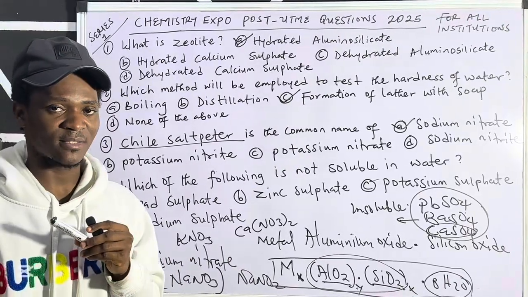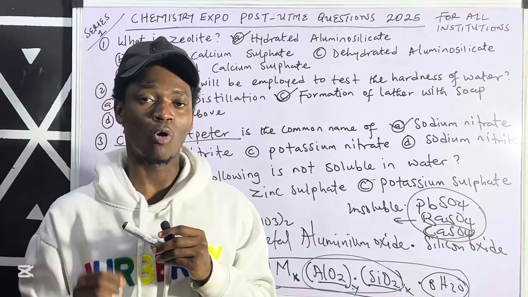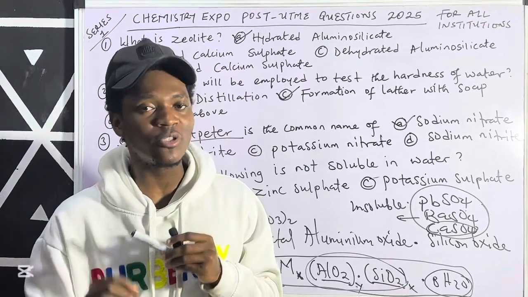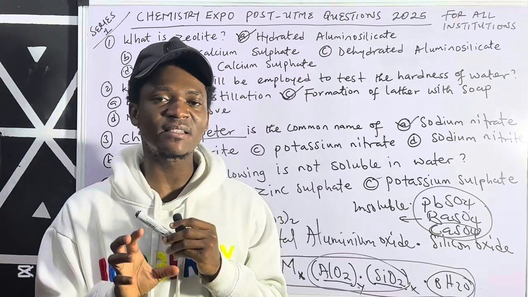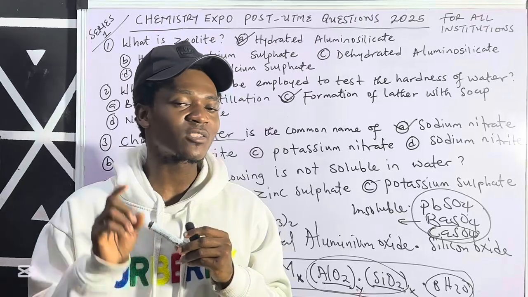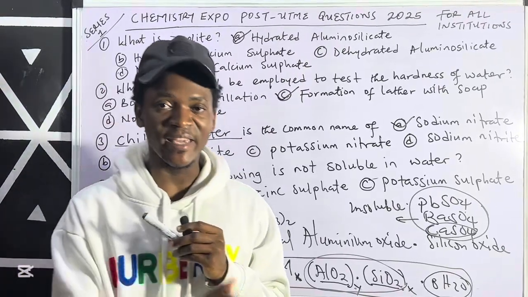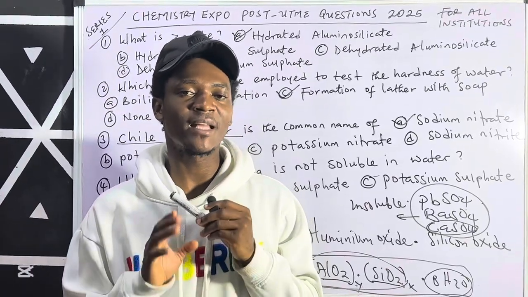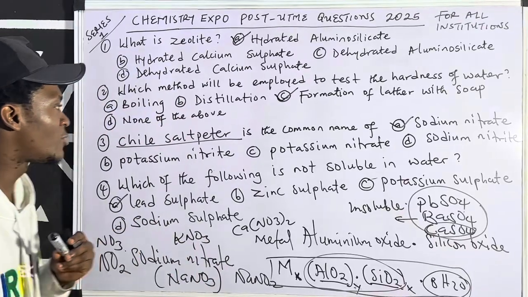As a matter of fact, any salt that contains potassium, sodium or ammonium, take note of this, is a soluble salt. Meaning any salt with Na, any salt with K, or any salt that contains NH4, just know that such a compound is a soluble salt. So let's see the next question.